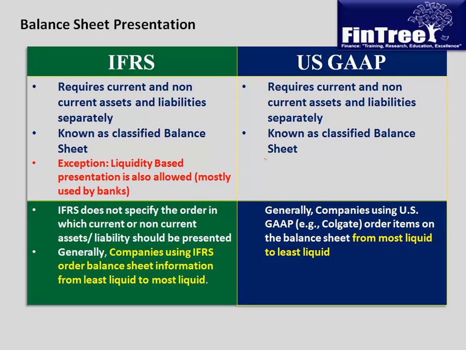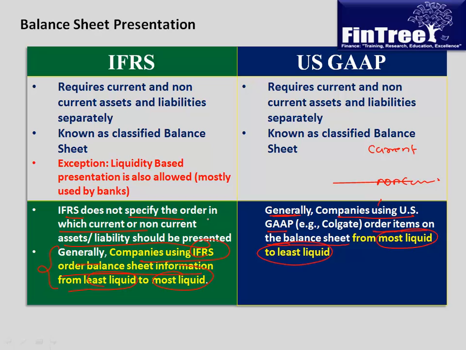Now, let's look at the difference between IFRS and US GAAP for balance sheet presentation. I'm going to read the US GAAP section first. Generally, companies using US GAAP order items on the balance sheet from most liquid to least liquid, which means if it's a classified balance sheet, typically US GAAP will have current assets first, and then at the bottom it will have non-current assets. IFRS does not specify the order in which current or non-current assets should be presented. Generally, companies using IFRS order balance sheet information from least liquid to most liquid.